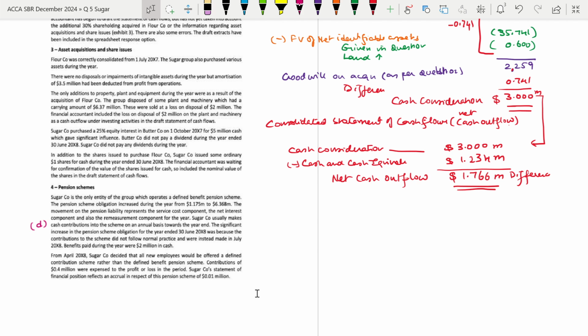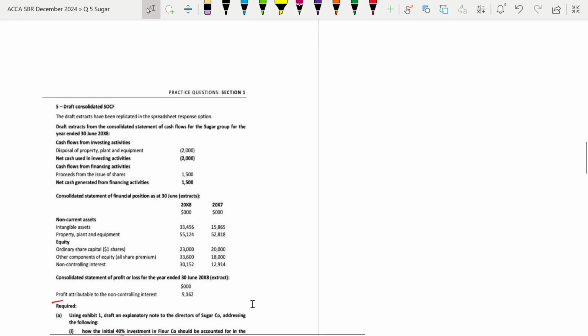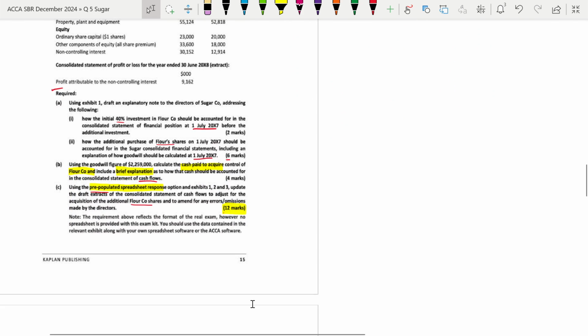Now, what are they talking about? What is question number three? Question number three is they are asking you for the consolidated statement of cash flow, to adjust for the additional shares made by the directors.